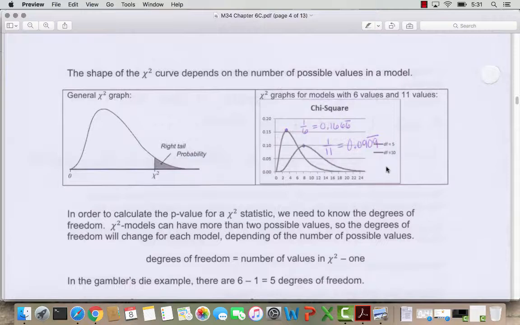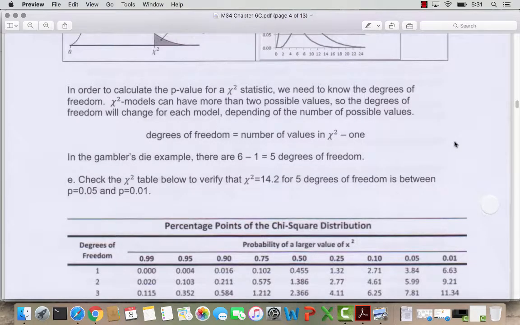So that's why we say this has 5 degrees of freedom if there's 6 lines in the table. If you know 5 of those lines, you can come back and find that missing value. So 5 of those have to be independent. So in this gambler's example, there are 6 minus 1, or 5 degrees of freedom.